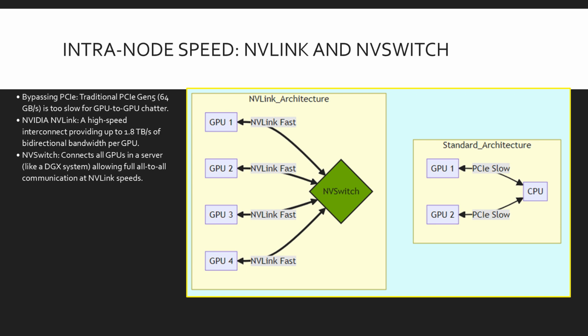Compare the two architectures here. On the top, the standard architecture forces GPUs to communicate through the CPU via slow PCIe links. On the bottom, the NVLink architecture connects all GPUs, 1 through 4, directly to the NV switch. This creates a high-bandwidth mesh where data flows freely between GPUs without ever bothering the CPU.